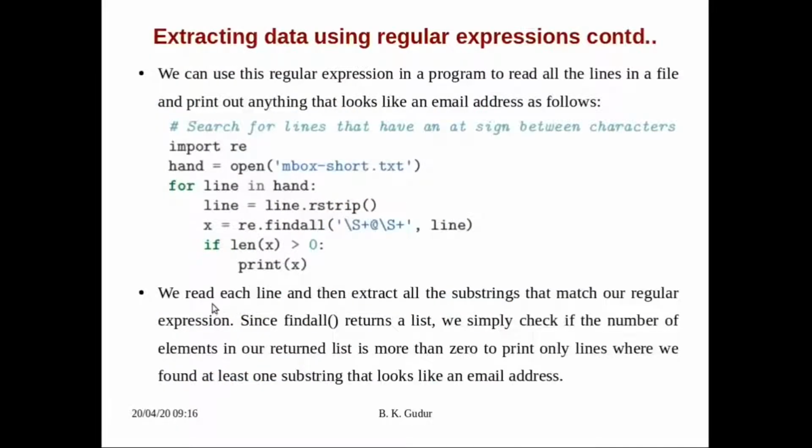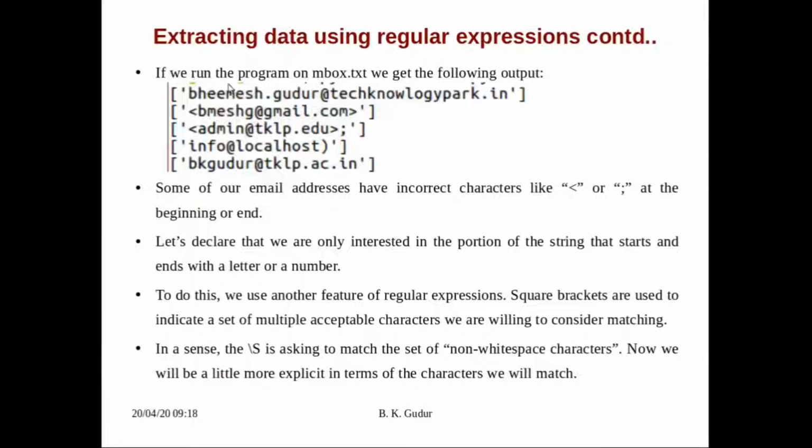So now we read each line and then extracted all the substrings that match our regular expression. Since findall returns a list, we simply check if the number of elements in the returned list is more than 0, to print only lines where we found at least one substring that looks like an email address. For that purpose we have added this. If we run the program on mbox.txt, we get an output like this.